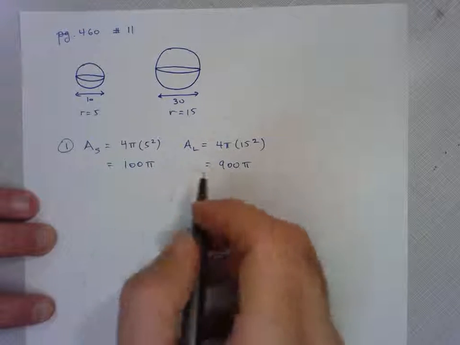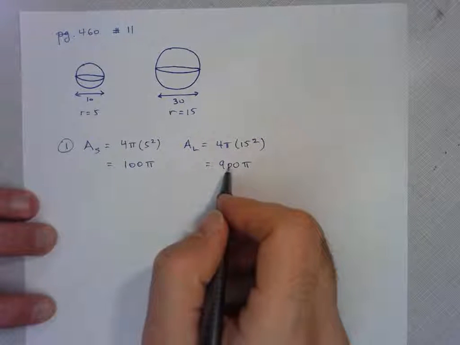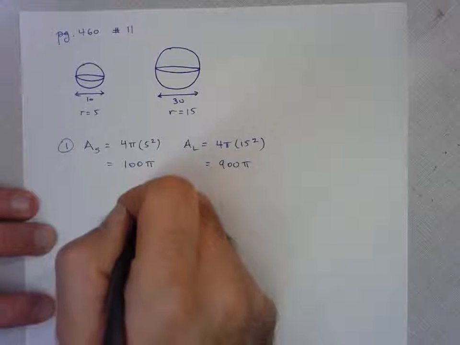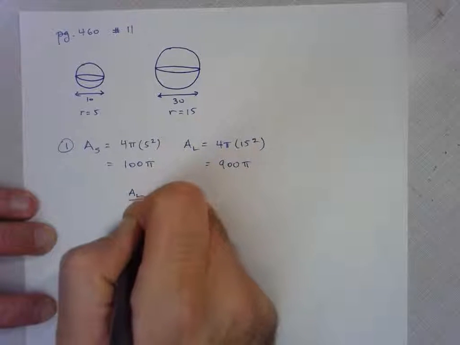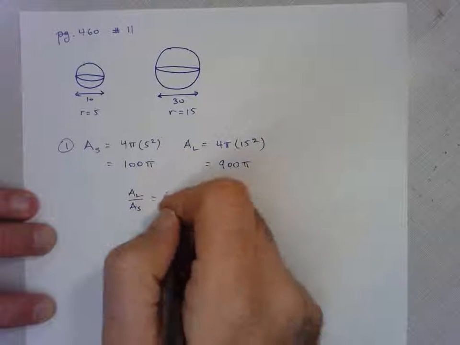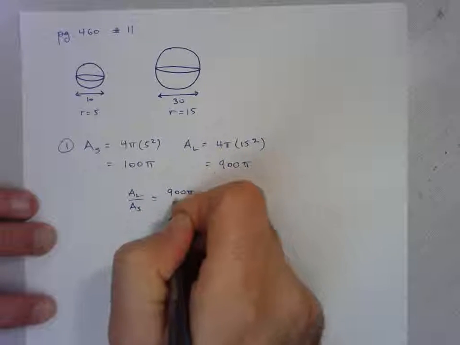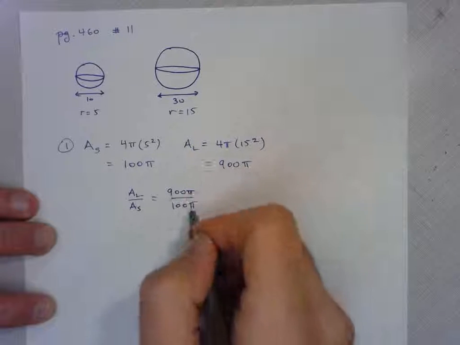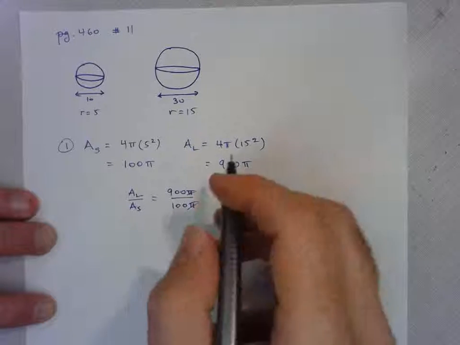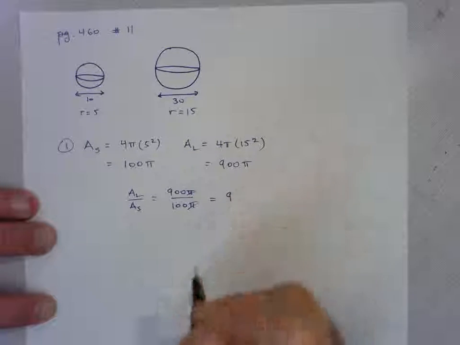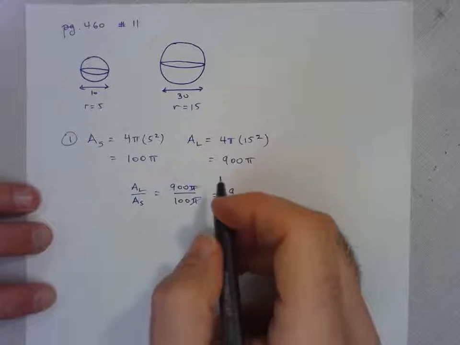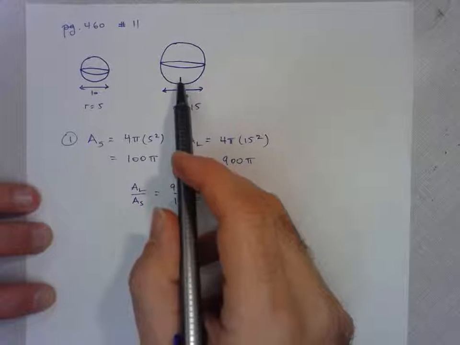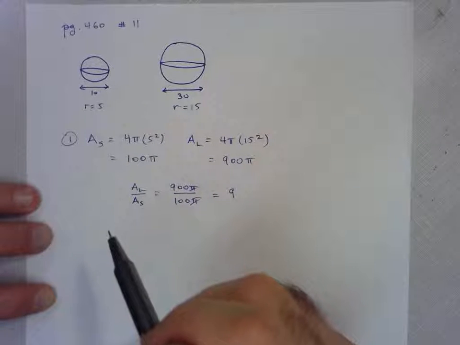And if I want to determine how many times bigger this larger one is to the smaller one, I just divide the larger area by the smaller area. I create a ratio. So I've got 900 pi over 100 pi. And here the pi's reduce. 900 divided by 100 is just equal to 9. So that's telling me that the surface area of the larger one is 9 times larger than the surface area of the smaller one.